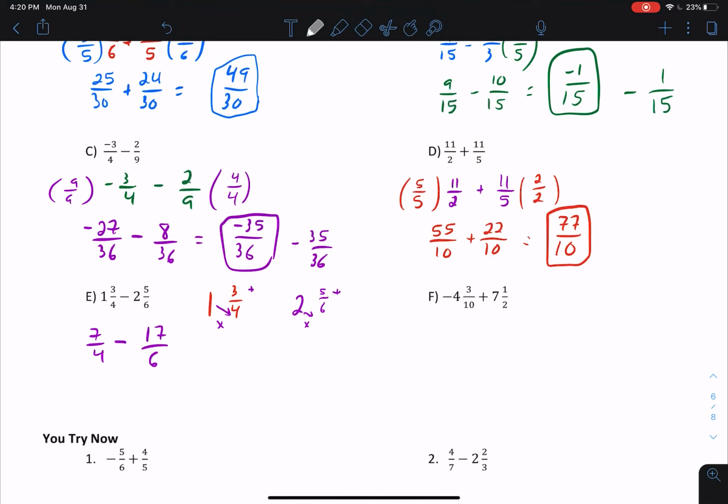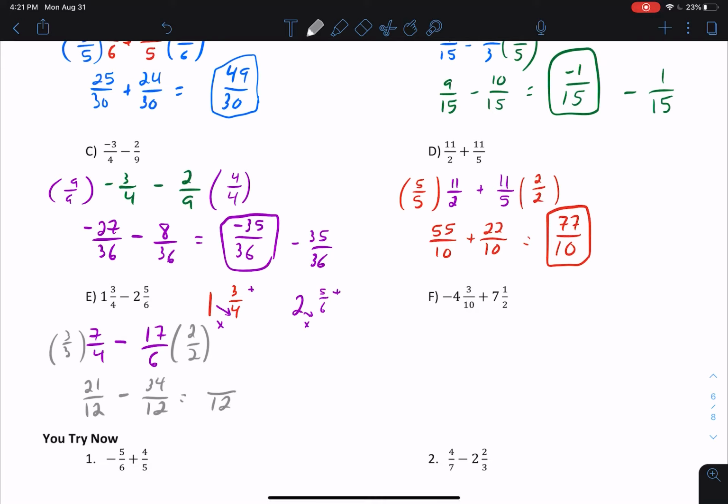4 and 6 both go into 12. So how do I manipulate the first fraction? I'm going to multiply it by 3/3, because that's what's going to get 4 to become 12. What about 6? I'm going to multiply that by 2/2. So my first fraction becomes 21/12. My second fraction is going to become 34/12.